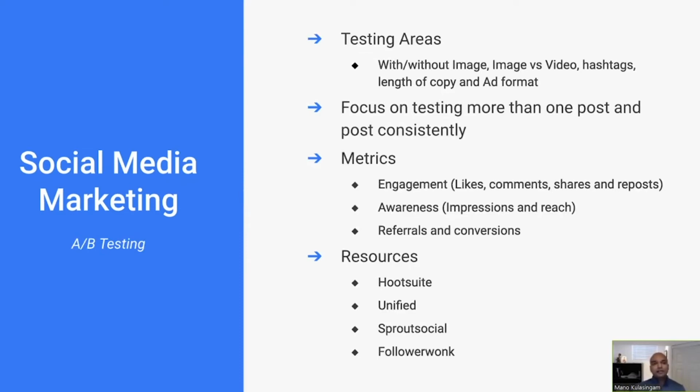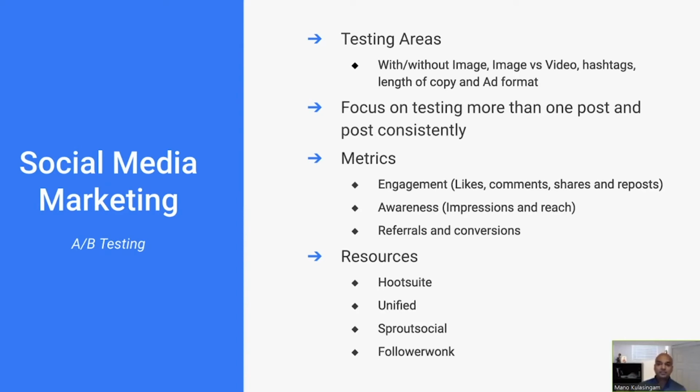With social media marketing, I would say testing areas are imagery, with or without, things like image versus video. Where are you getting better engagement? Hashtags, the length of copy, and ad format. These are things that I would really look at, pay attention to, and experiment with more. And focus on testing more than one post at a time, because then you can understand the differences there and collect more data out of it, and make sure you're consistently posting so that you're able to track your engagement level.